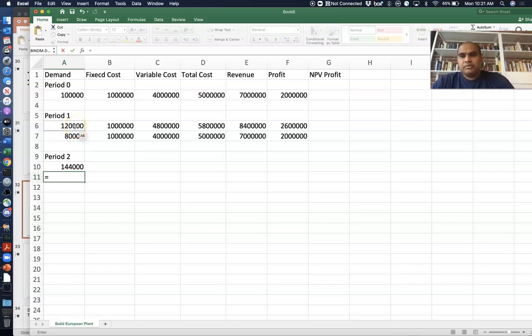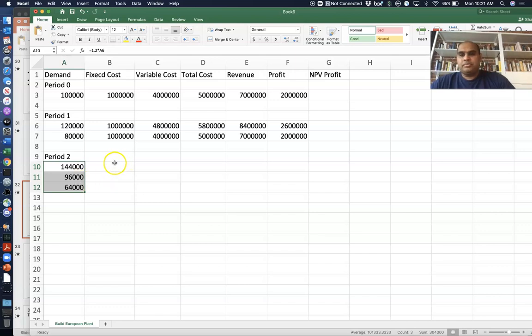So demand going down will be 96,000. Now demand going up from here will give us the same number. So if you do this times 1.2, it gives you the same number. So let's not repeat that. So demand can further go down from 80%, and that'll make it 64%. So these are the 3 possibilities for demand in period 2.